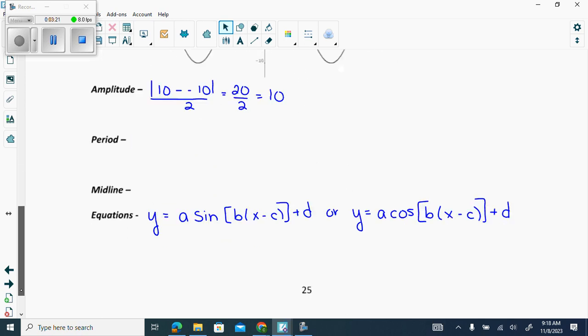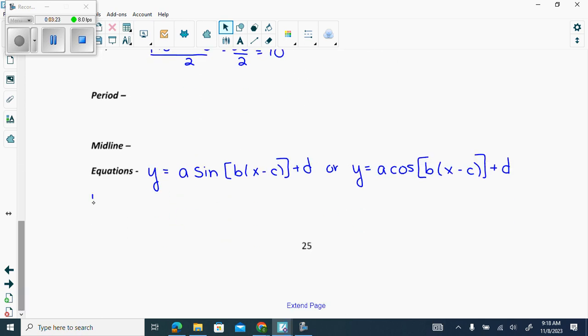So let's go down here and let's start our equations. We're going to have 4 of them. We're going to have y equals positive 10. Do we have to write the positive sign? No, but I'm proving a point. Positive 10 sine. Y equals negative 10 sine.